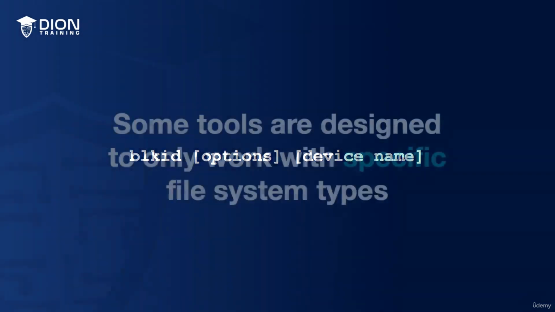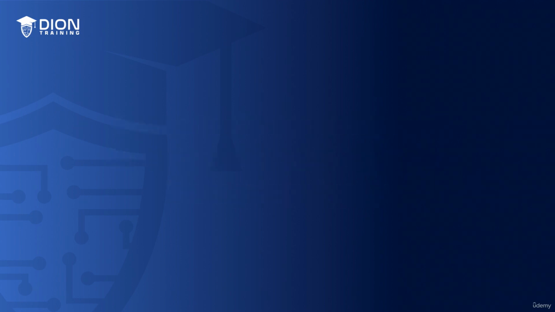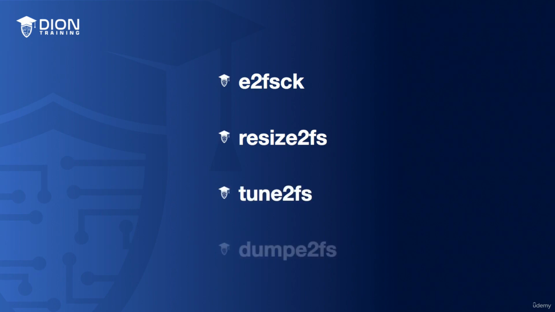Now, when it comes to managing file systems and partitions, some tools are designed to only work with specific file system types, like FAT or ext or NTFS or XFS or something like that. Now, some of these can work with multiple types or all types, but some specific tools work better for specific file systems. If you're going to work with the ext file system, which is the default on Linux, there are several tools that you can use on essentially any generation of the ext file system type, whether it's ext2, 3, or 4. Some of the most common and useful tools for managing ext file systems include e2fsck, resize2fs, tune2fs, and dumpe2fs.